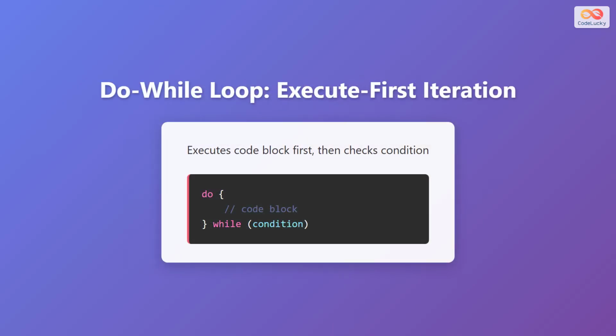Now let's explore the do-while loop, which works differently. The do-while loop is an execute-first iteration structure. It runs the code block first, then checks the condition afterward. The syntax starts with the keyword do, followed by the code block in curly braces, then the keyword while with the condition in parentheses. Notice that this structure guarantees at least one execution of the code block.